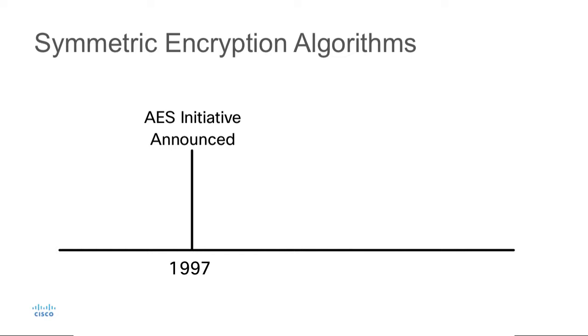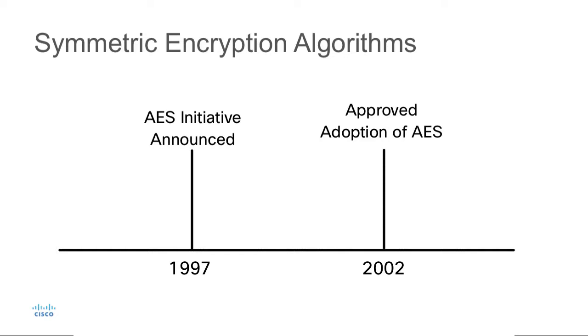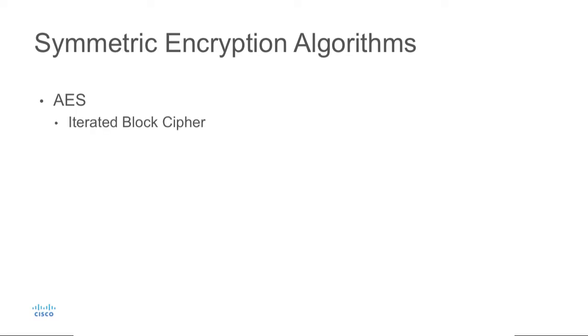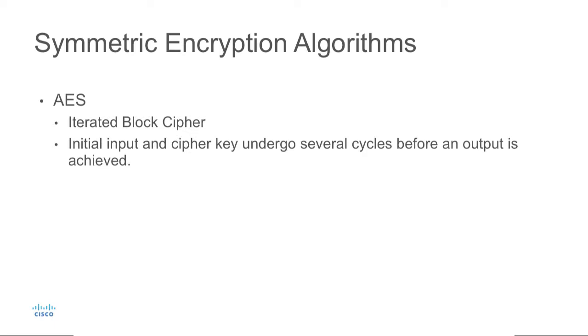Standard, or AES. And this was a U.S. government initiative. The U.S. Secretary of Commerce approved the adoption of AES back on May 26th of 2002. Now, AES is an iterated block cipher. What happens is the initial input block and the cipher key undergo several transformation cycles before they produce an output.